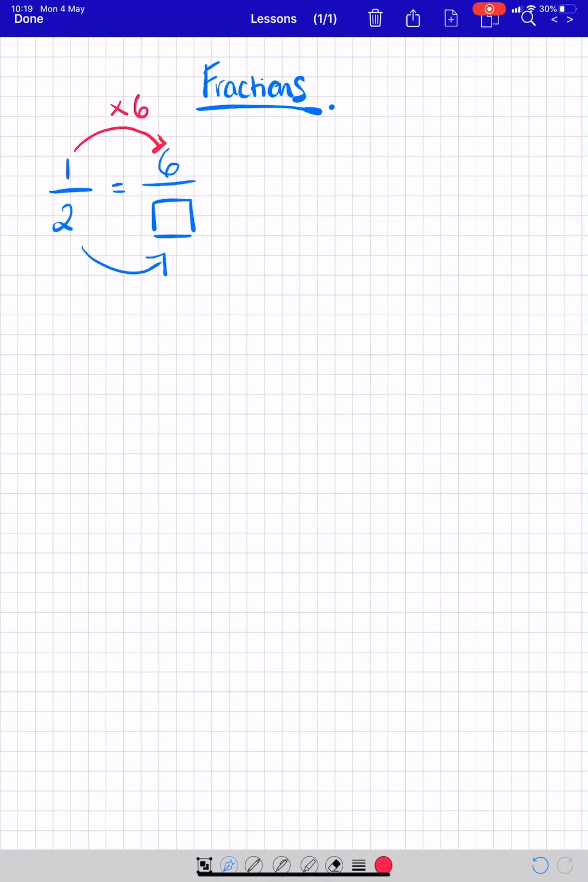So 1 times 6 must be 6. So 2 times 6 must be 12. So your actual final answer would be 6/12, which is exactly the same as a half. So this is a half, and 6 out of 12 is also half of 12. So it's a half. Okay, just trying to get you to understand equivalent fractions.